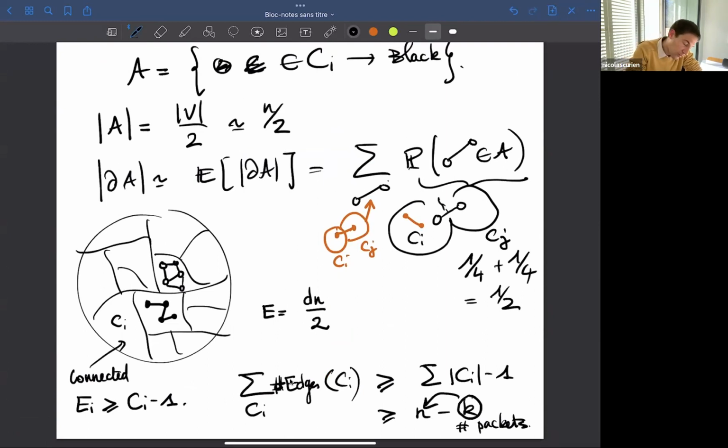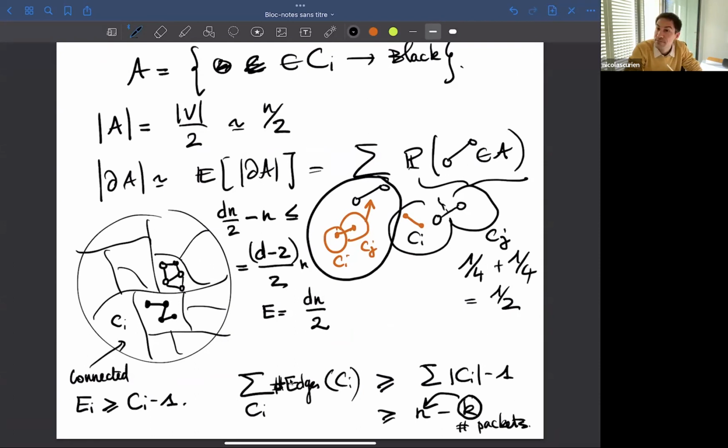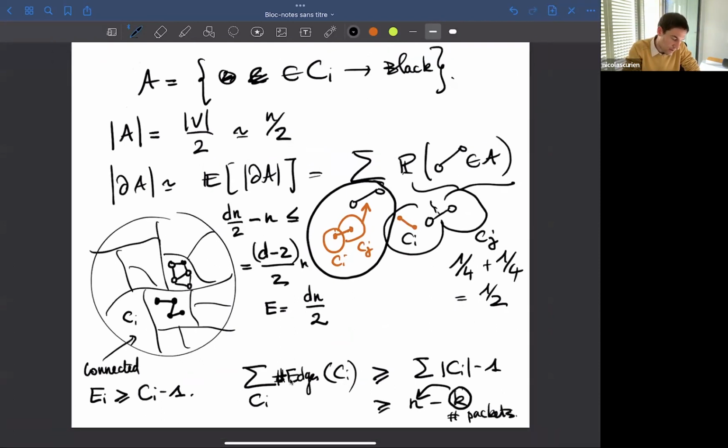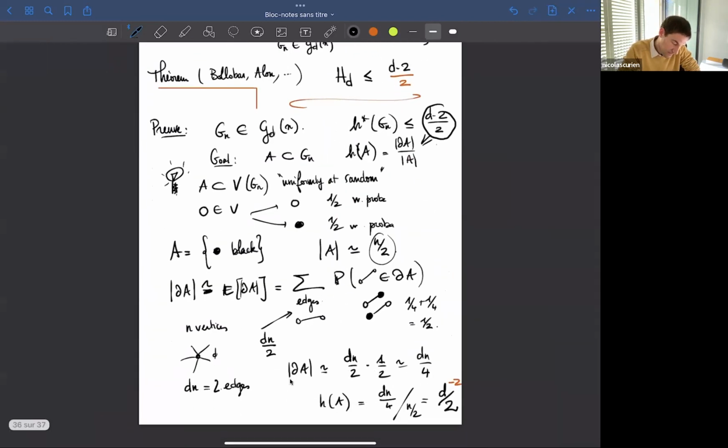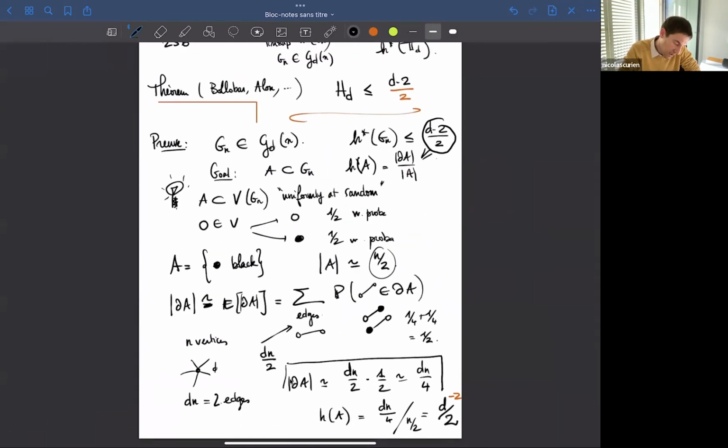Okay? So now if you sum over all these edges here, this is at most d n minus 2 minus n, and this is exactly the d minus 2 over 2 times n that you wanted. And now you do the same argument as before, the argument that was here, and you will get the same result with the d minus 2. Okay? Are we good?